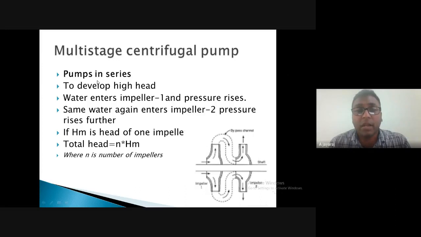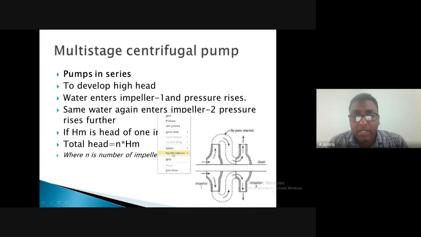So pumps in series: here in this picture we are able to see 2 pumps connected in series. They are mounted on the same shaft, deriving power from the same shaft. When pumps are connected in series, let us take an example. One pump gets the input from the sump and raises its pressure to a certain level, let us say 50 heads, and then gives the delivery into the inlet of the next pump.